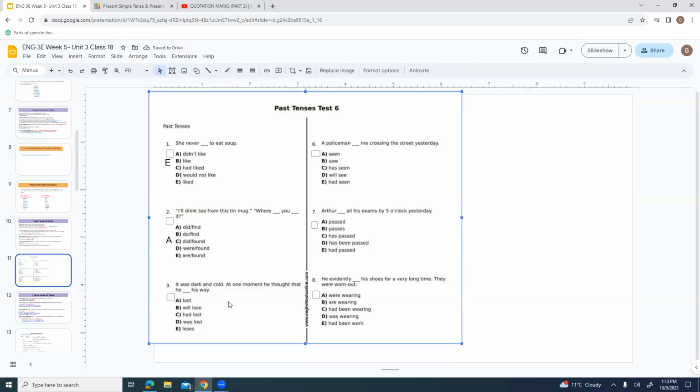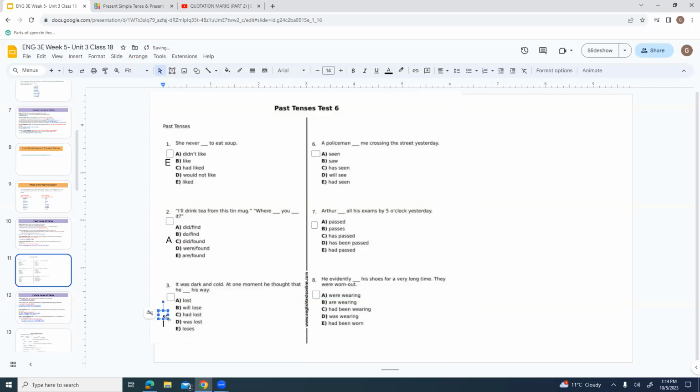Okay. Number three, it was dark and cold. At one moment, he thought that he lost his way, will lose his way, had lost, was lost, or loses. So he thought that, I'm not going to say lost because they're talking about he did think it, but no longer, right? So will lose. No, that's the future. He had lost. Yeah, he had lost for sure. So that would be C.